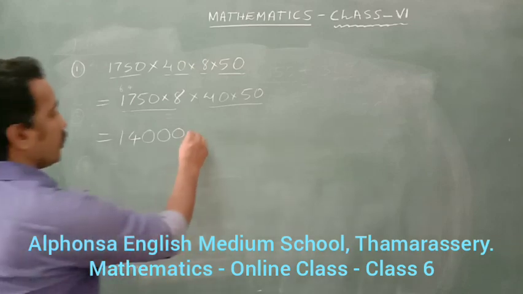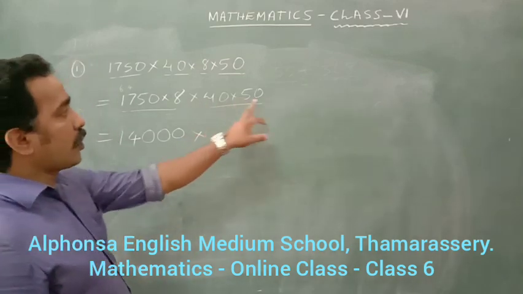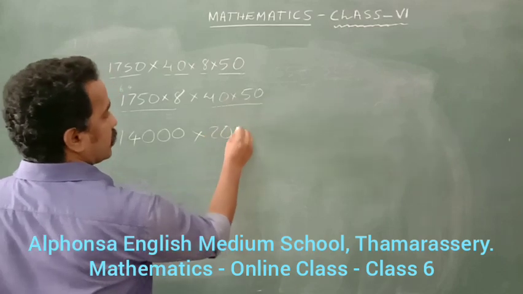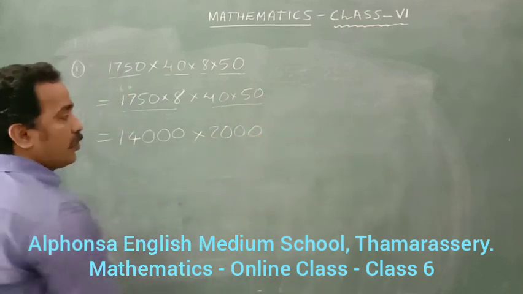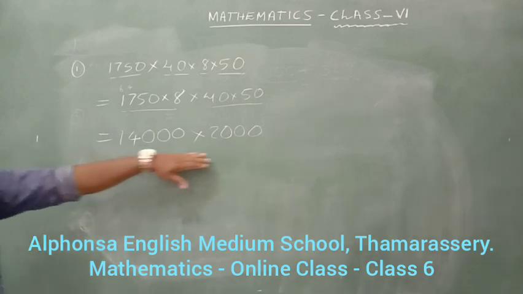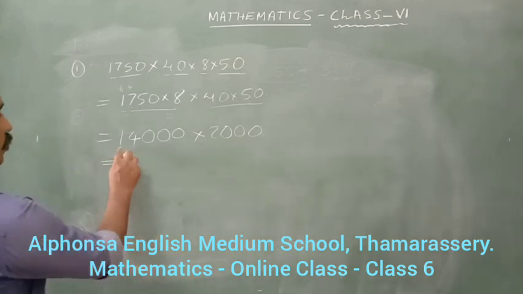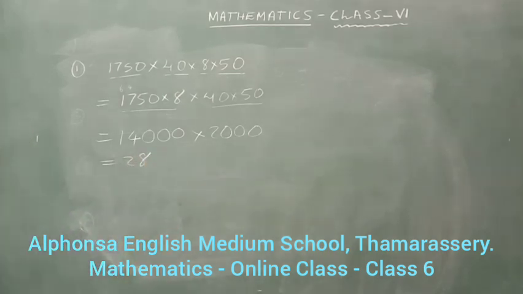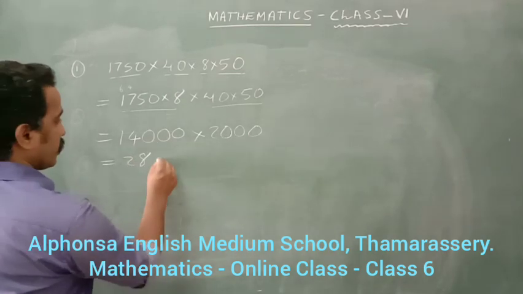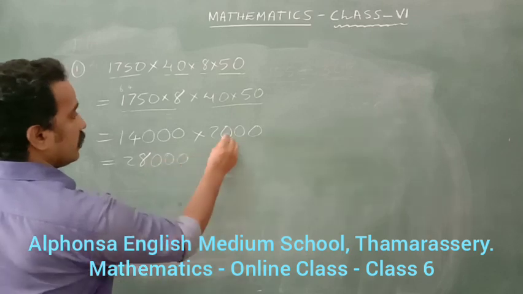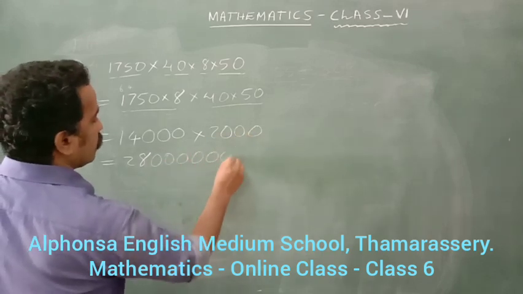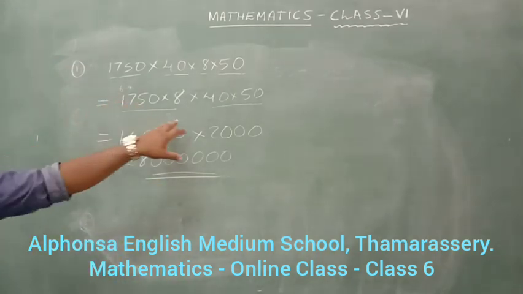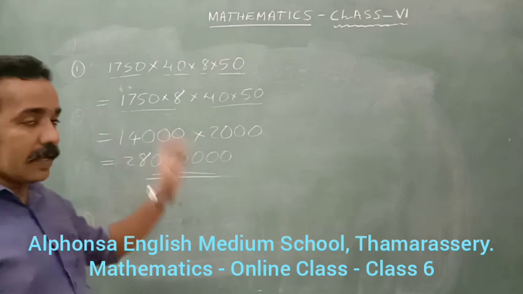8 plus 6 is 14, so 14,000 we got. Now 40 into 50: 4 into 5 is 20, then this 0 and this 0, 2000. 14,000 into 2000. Now 14 into 2 is 28. Then these 3 zeros, 1, 2, 3. This is the way we can multiply by rearranging.